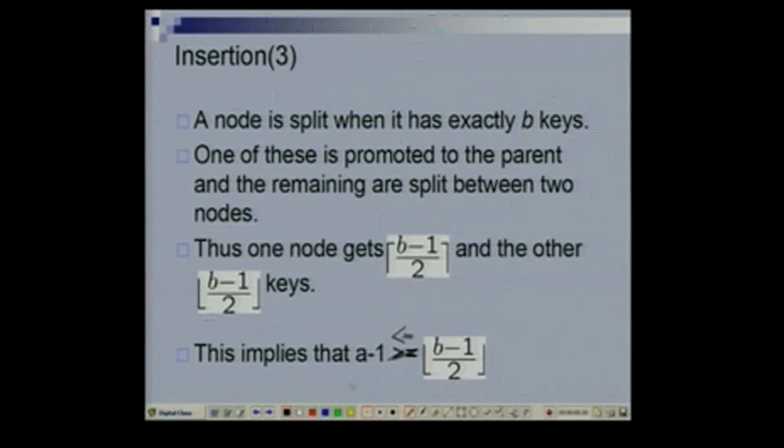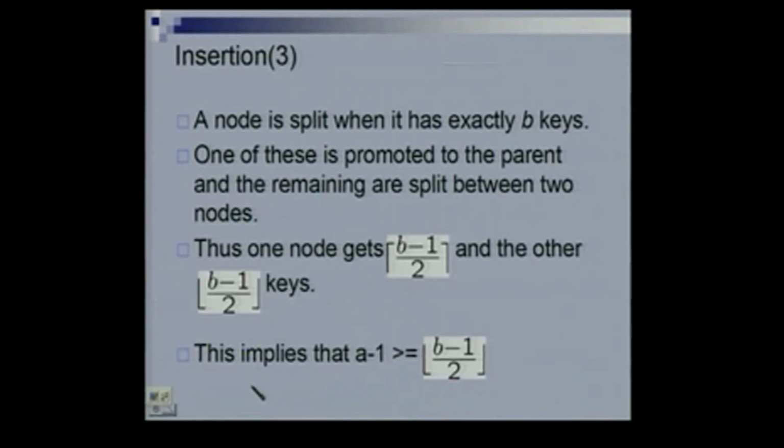You understand why this is coming? Because I am creating a node with (b minus 1)/2 keys, right? And I have a requirement that every node has at least a minus 1 keys in it. So this quantity should be greater than or equal to a minus 1, because otherwise, if this was less than a minus 1, there would be a problem, because the node that I am creating is not a valid node at all. Great.